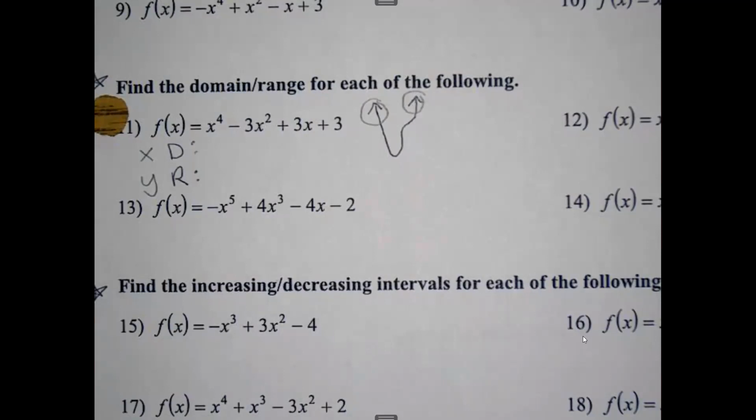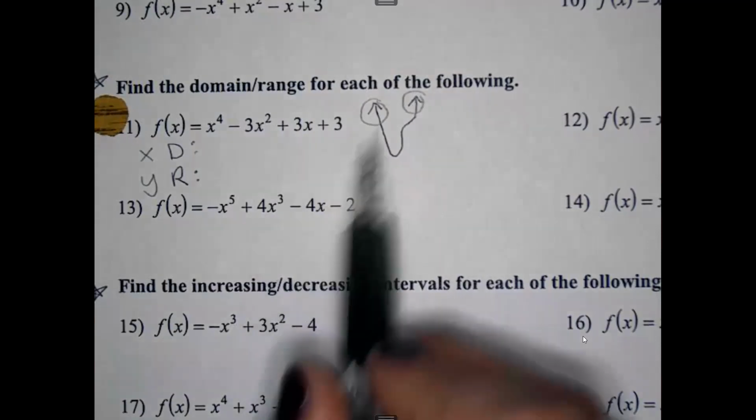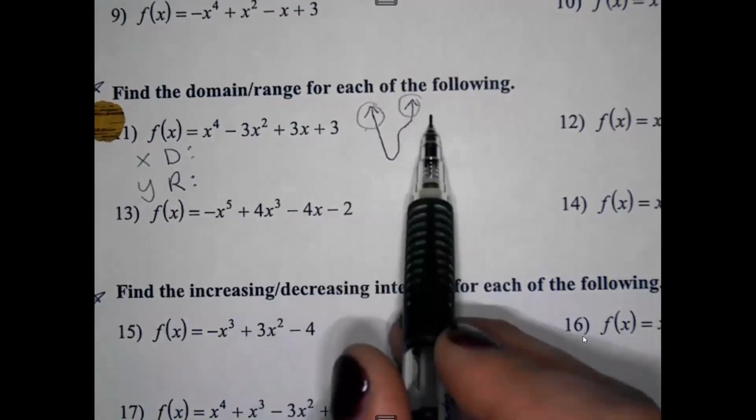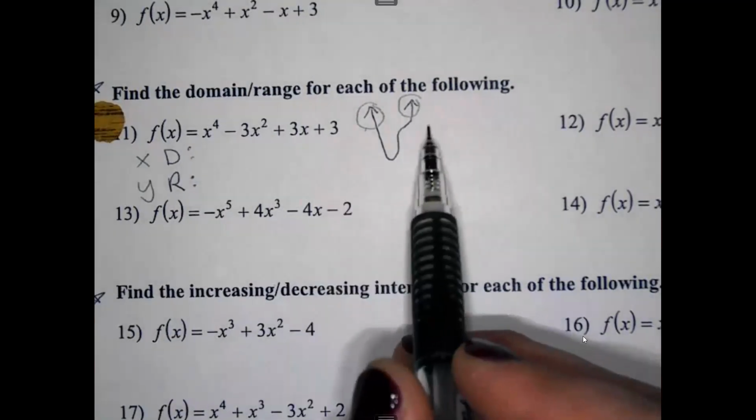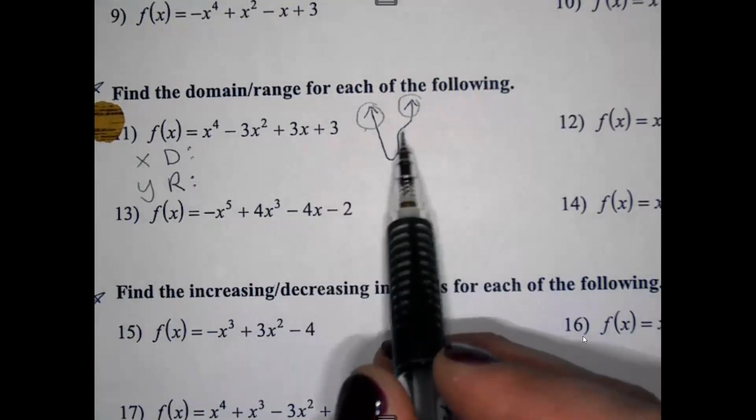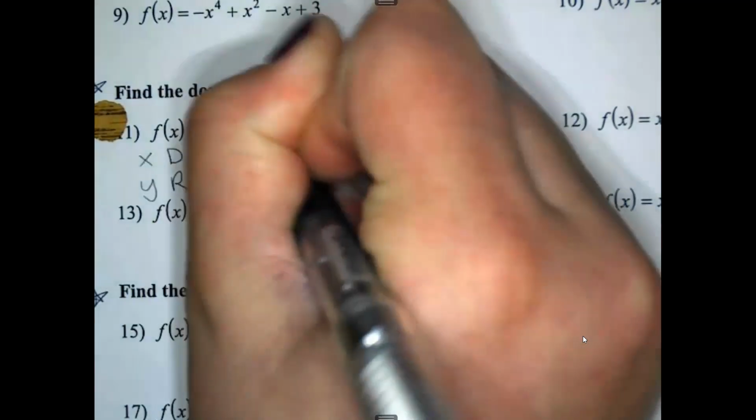Lexi, you got to stop talking. Left to right, we have negative infinity to positive infinity. We've got everything. Does that make sense? Can you guys see that? Okay. So for domain, we're going to say negative infinity to positive infinity.